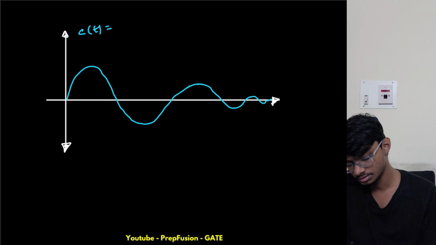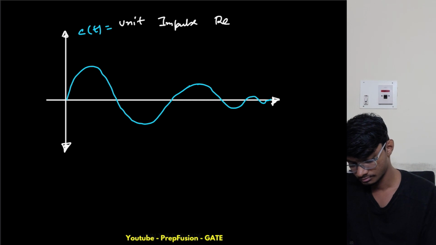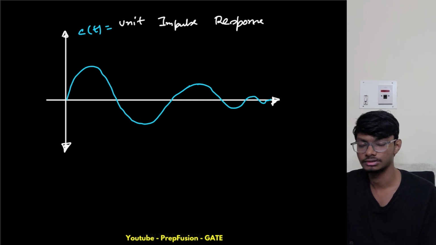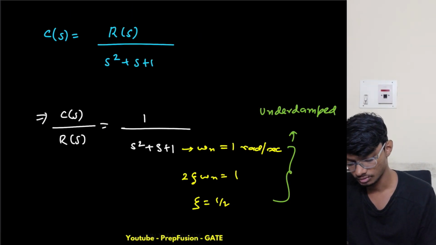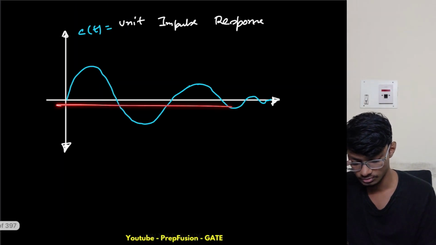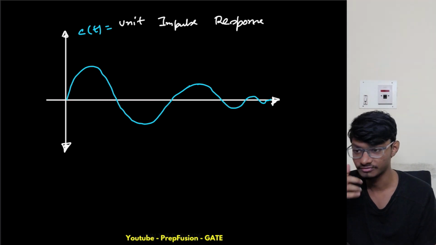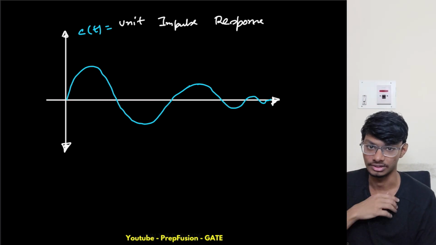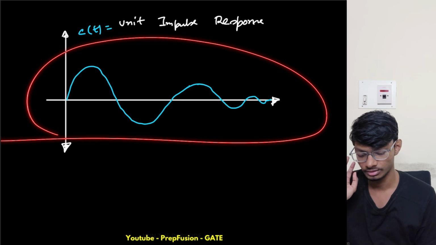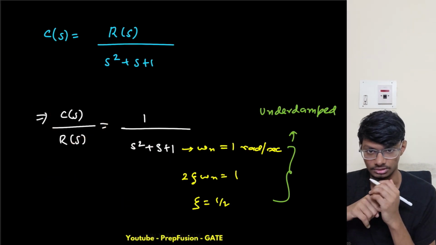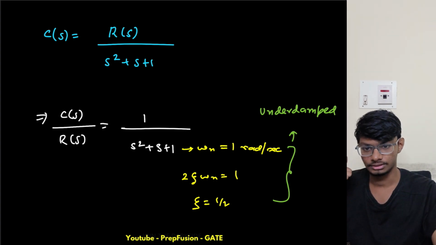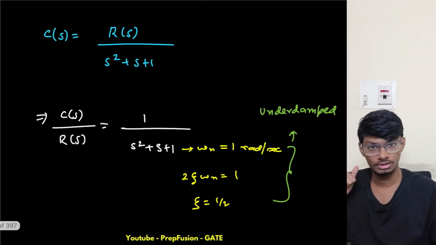C of t is simply the unit impulse response. You can find the peak overshoot, everything, because we know the zeta. Steady state will go to 0, but we can find the peak overshoot and those things for a unit step response. I hope you remember. This is for the unit impulse. For this I just have to write the expressions here, then I can find it. So I think that is it for this question. Let's go to the next question.